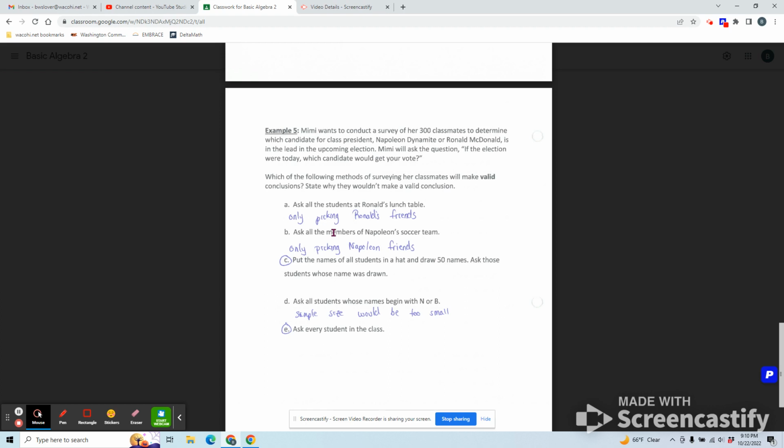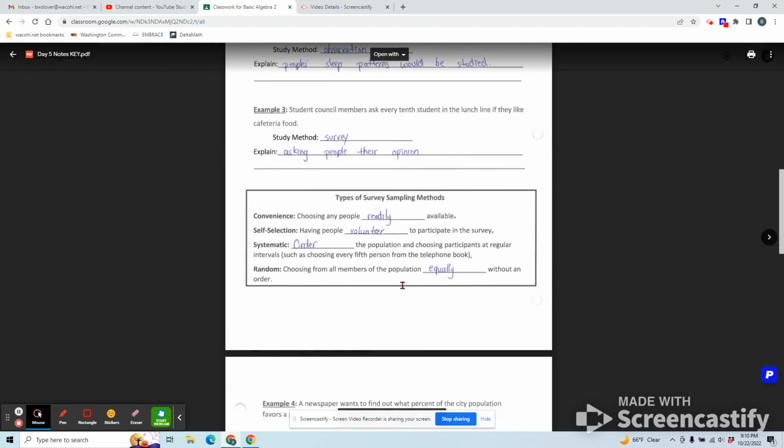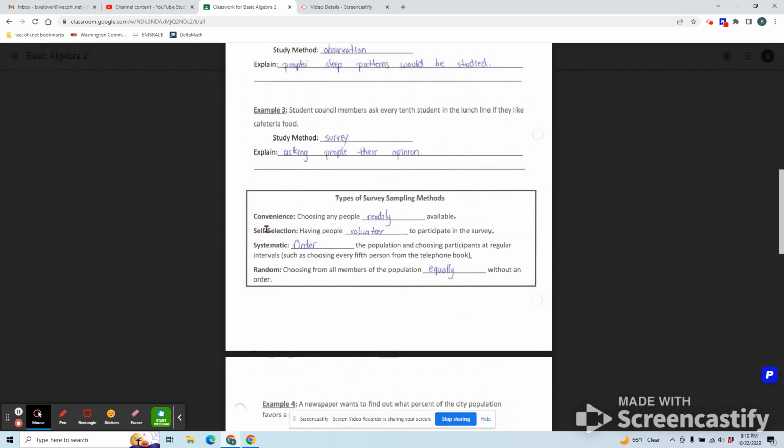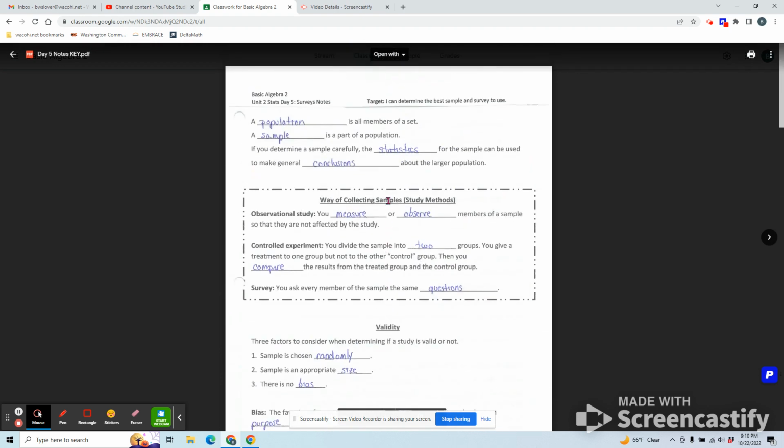Letter D, though, would not work. Our conclusions would not be valid. Our sample size would be too small if we're only asking students whose names begin with the letter N or B. It makes sense. It is random, but how many students are going to have a name that starts with an N or a B? May not be very many. So there are four different types of surveying that we can do: convenience, self-selection, systematic, or random. And then there are three ways that we can collect data: observational, controlled, or survey.